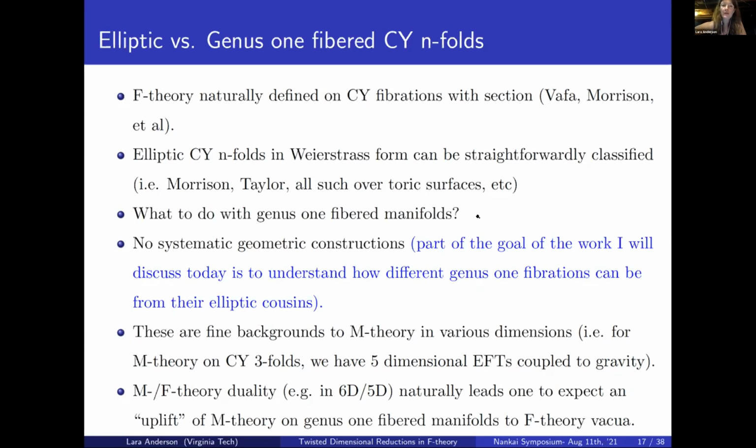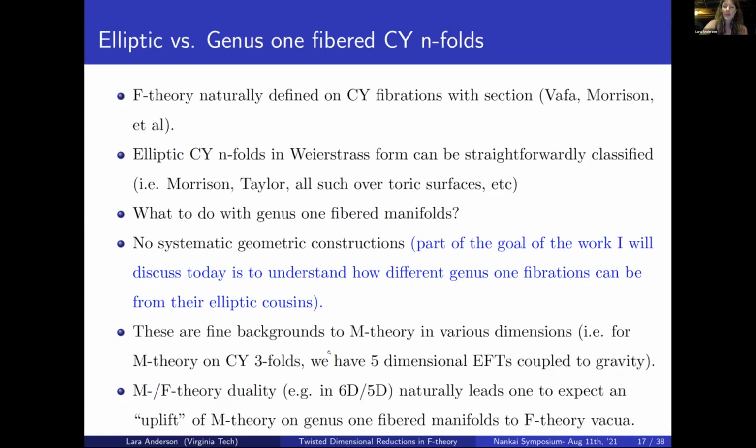But what to do with genus 1 fibered manifolds? There are no systematic constructions. If you drop the existence of a section, you lose this connection to Weierstrass form, and it's a little bit more unclear exactly how many different ways you can tack a topologically T2 fiber over the same base. There are no systematics, and part of the goal today is to try and understand how different genus 1 fibrations can be from their elliptic cousins. These are certainly fine backgrounds to M theory in various dimensions. There's no problem with using them as just straight up Calabi-Yau threefolds. And you expect an M theory, F theory uplift to exist, i.e. there is still a natural limit of the genus 1 fiber that can uplift to F theory in 1 dimension higher.